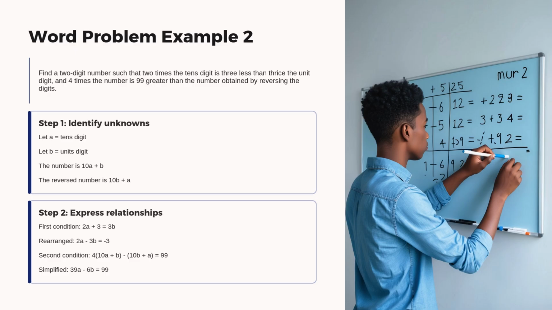Resulting system of linear equations. 2a - 3b equals -3. This is the linear relation coming from the first condition. 39a - 6b equals 99. This is the linear relation coming from the second condition after simplification.